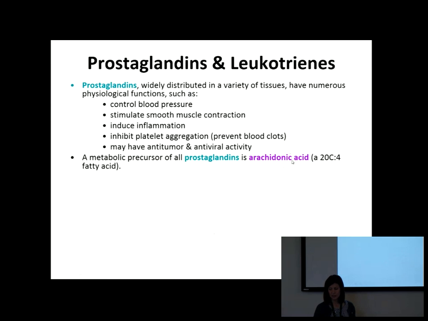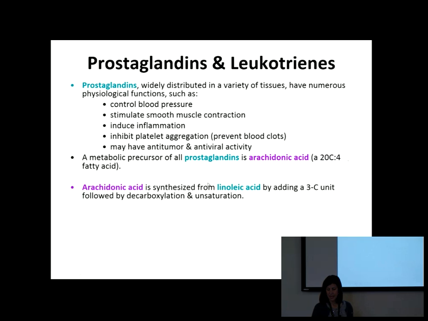arachidonic acid, which is 20 carbons. What does this four mean? 20 carbons. What does that four mean? How many double bonds it has, right? So it's 20 carbons long, and it has four places of double bonds. And we showed arachidonic acid, this fatty acid, in a previous slide when we were covering fats. So it comes from arachidonic acid. And we make that from linoleic acid by adding a 3-carbon unit.